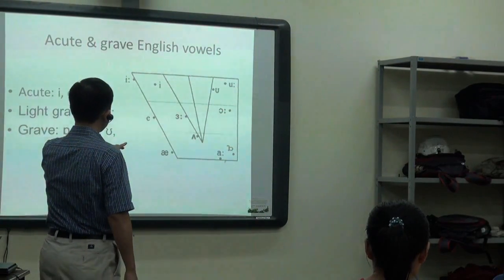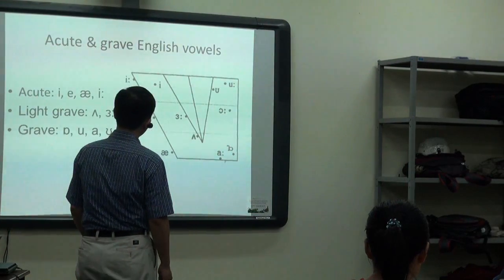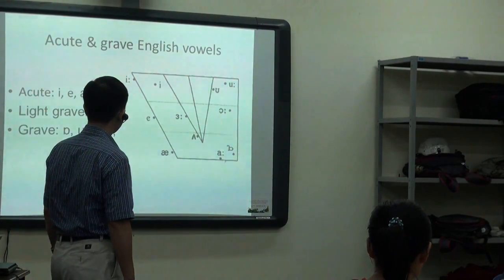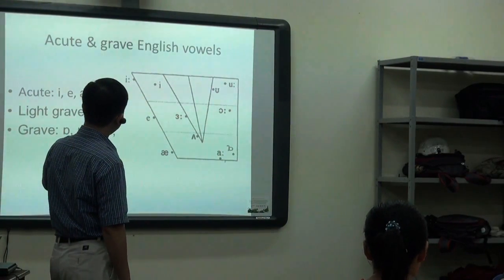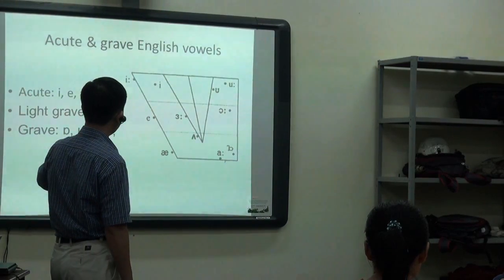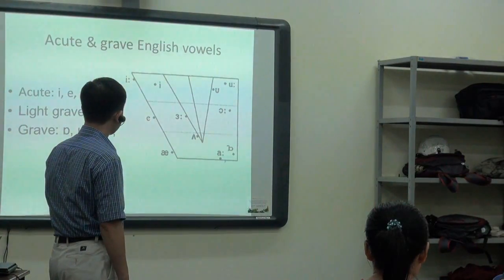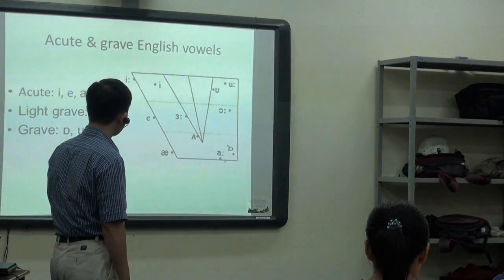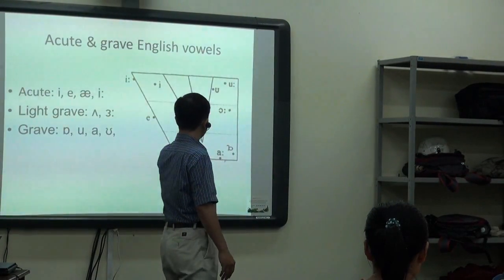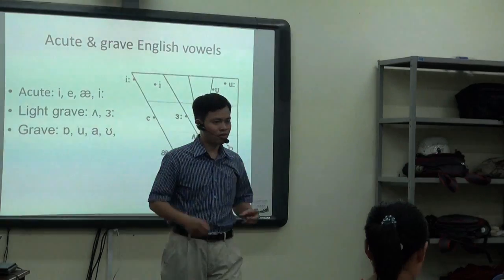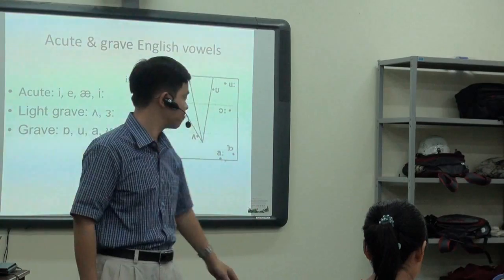But on this chart, you can see how the acute and the grave vowels in English are distributed on the vowel tract. And this triangle represents the sounds in Vietnamese, which will show up later.